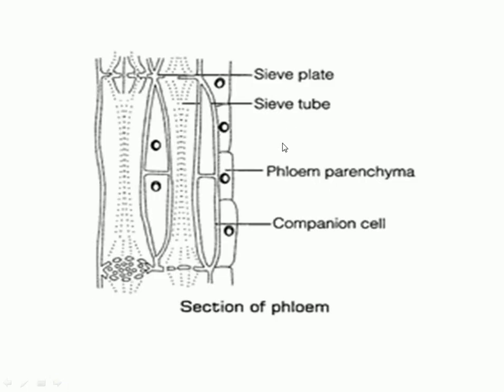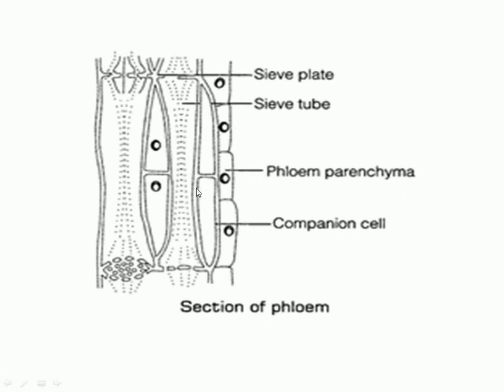Here the third component is the phloem parenchyma. As I said, the phloem parenchyma is the third component of the phloem, which is living and has a prominent nucleus. The main function of phloem parenchyma is storage inside the phloem.